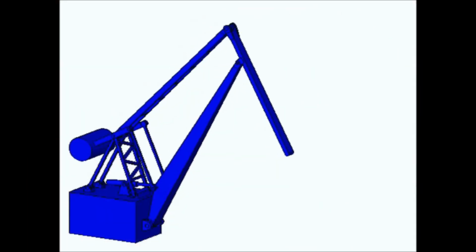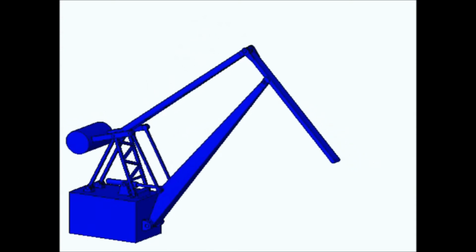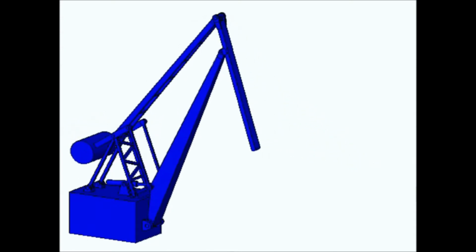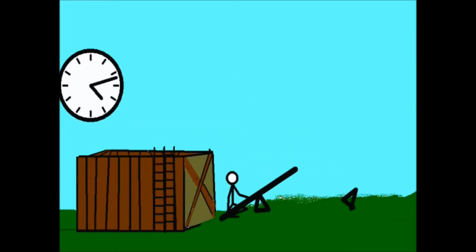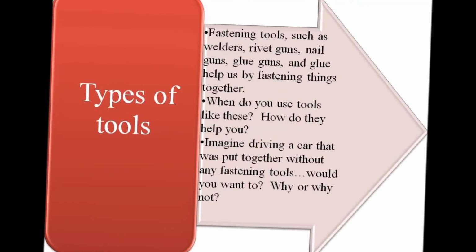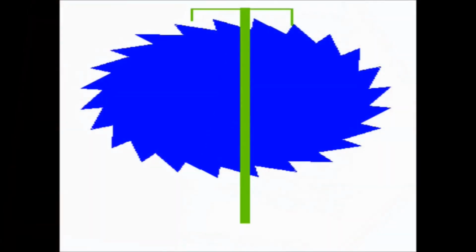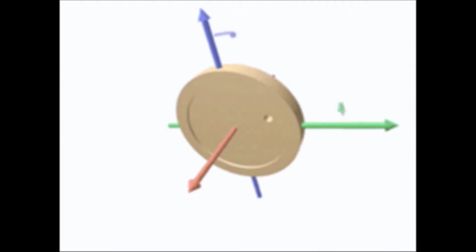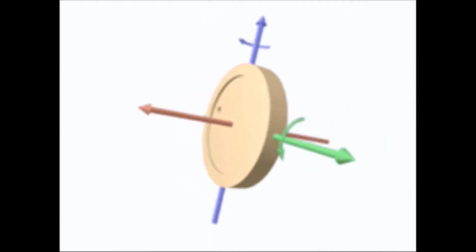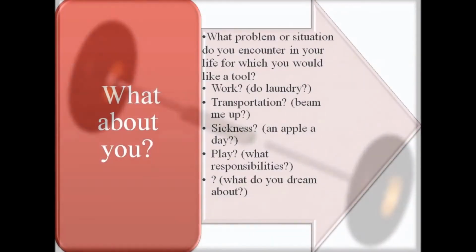When do you use these types of tools? How do they help? Would you want to put a swimming pool in your backyard without shaping tools? What kinds of problems would you have? There are fastening tools such as welders, rivet guns, nail guns, glue guns, and glue that help us by fastening things together. When do you use tools like these? How do they help you? Imagine driving a car that was put together without any fastening tools. Would you want to? Why or why not?